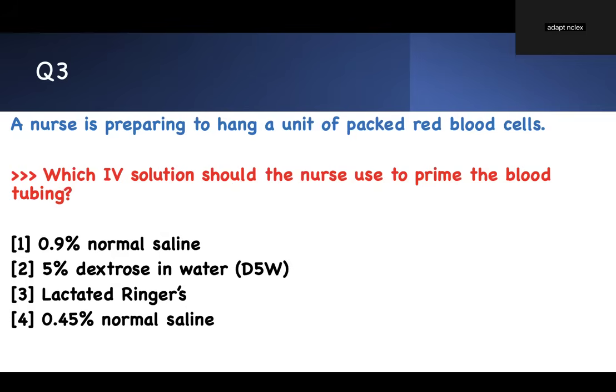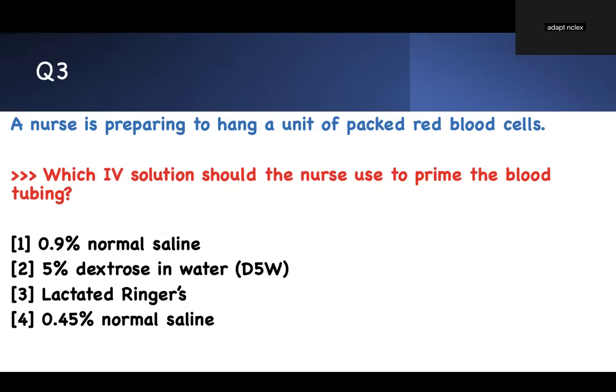What kind of fluid do you use for blood transfusion? That's all. Which IV solution should the nurse use to prime the blood tubing? 0.9% normal saline, D5W, lactated Ringer's, 0.45%. I know you've heard it before.